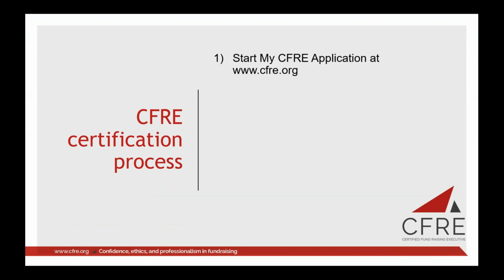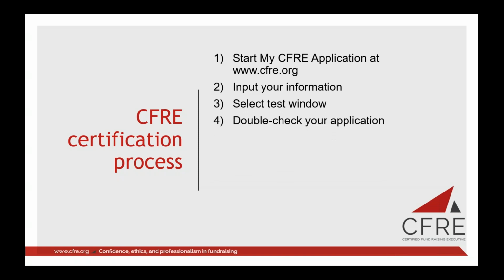So how to begin? You'll want to start off by going to our website at www.cfre.org. That's where you can create an account and start the application process. You'll input all of your data into the application, select an exam window, review your application for accuracy, then submit and pay. Please note that no payment is required until you actually submit, so you're welcome to continue through the application process as long as you need to continue to update and edit and save your data and then come back and finish it. And once you're done, you can submit and pay.